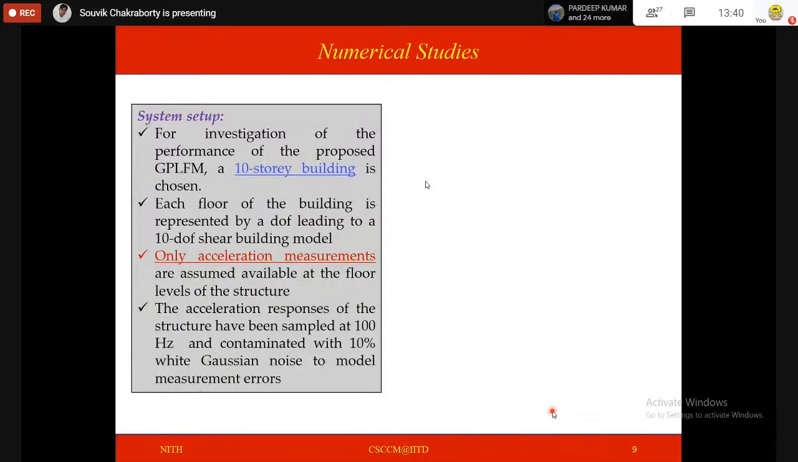Okay, so now let us try to solve some problems. So suppose we have a 10-story building. Each floor of the building is represented by a degree of freedom. So this is like a shear building. We only have acceleration measurements. So we don't measure the velocity and the displacements. And then whatever we measure, we contaminate with certain noise, 10% white noise. And the data is sampled at 100 Hertz.